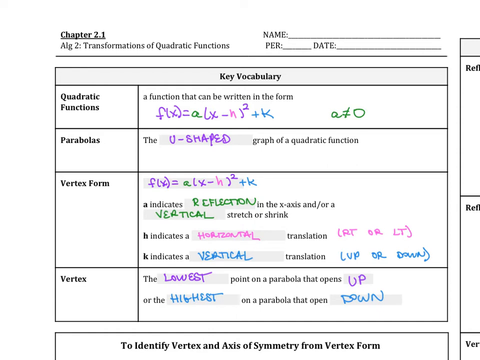Chapter 2.1, we're looking at transformations of quadratic functions. Now, the beginning of a chapter always has a lot of vocabulary. And so let's take a look at what we have in this chapter.